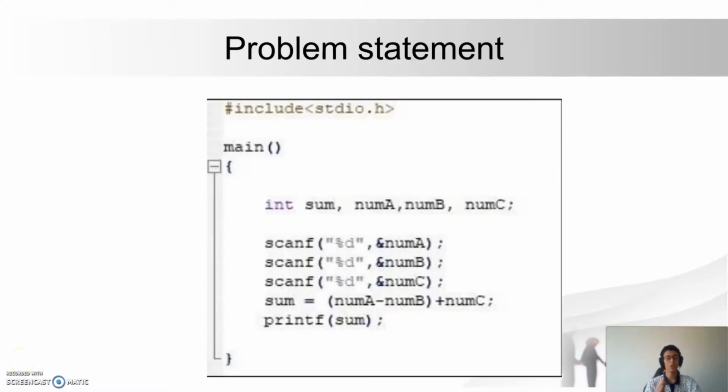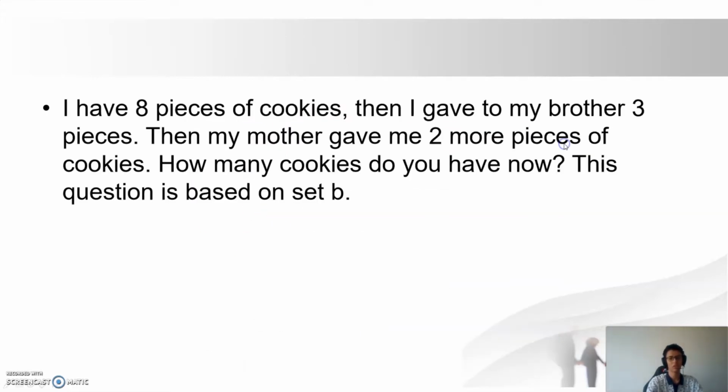For my project, we've been given a C program and need to convert it into assembly language, and we use the RISC simulator to explain the process that happens inside the CPU. So this is the C program that we've been given. Assume that I have 8 pieces of cookies, then I give my brother 3 pieces. Then my mother gave me 2 more pieces of cookies. So the question is, how many cookies do I have now? This question is based on set B.